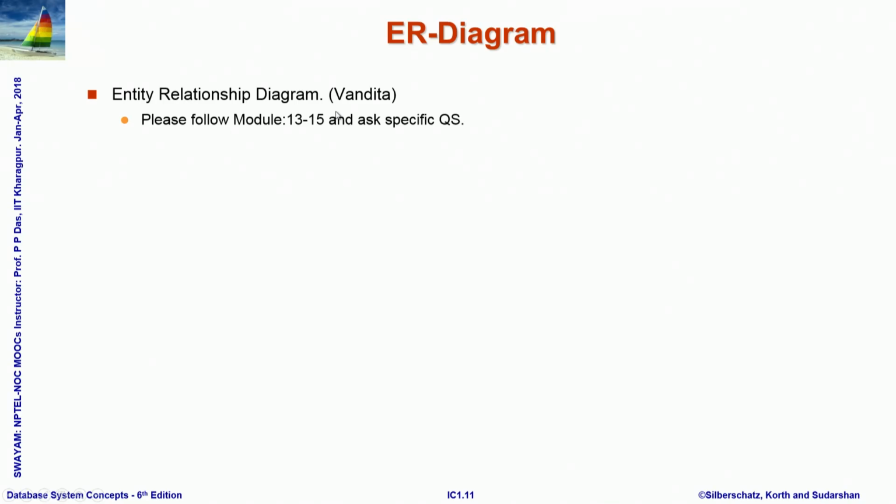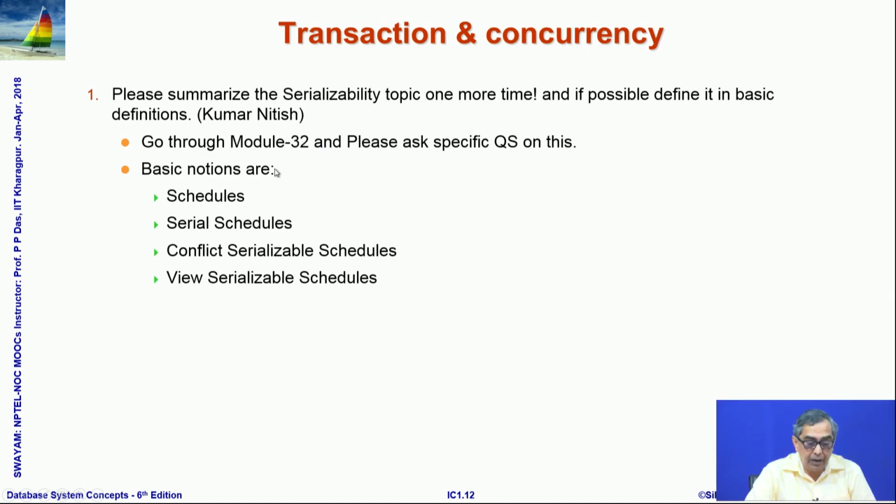ER diagram: Vandita, I am sorry, you are saying entity relationship diagram, but where is the question? Please go back, read, and ask a specific question. In transactions and concurrency, the question is, please summarize the serializability topic one more time. Again, I do not know, Kumar Nitish, how I can do that in 5 minutes. So go through the module and ask a specific question.